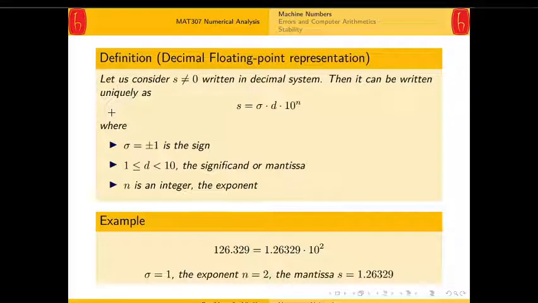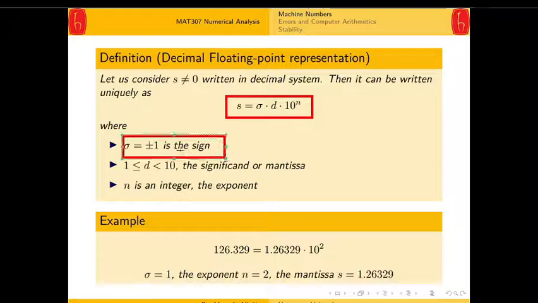So first, let's start with a definition, decimal floating point representation, because we will talk about machine numbers, and this will be an introduction for that. Let's consider a non-zero number in the decimal system. Then this number can be represented uniquely by this form. Here the number S is the number we want to represent. The sigma is the sign of the number, either positive or negative. D is the mantissa or significand, and N is the integer exponent.